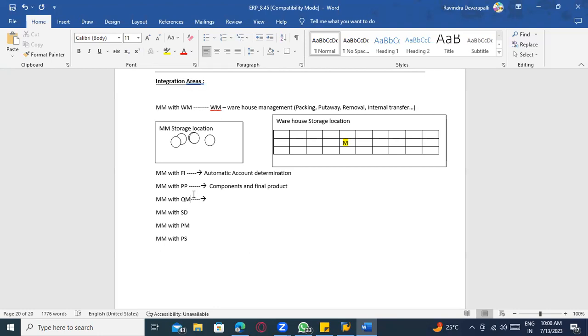So in this case, once I receive the goods, or if I'm delivering goods to the customer, I will do one more quality check before sending the goods.